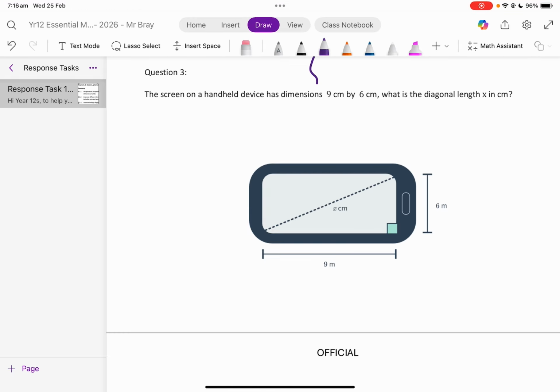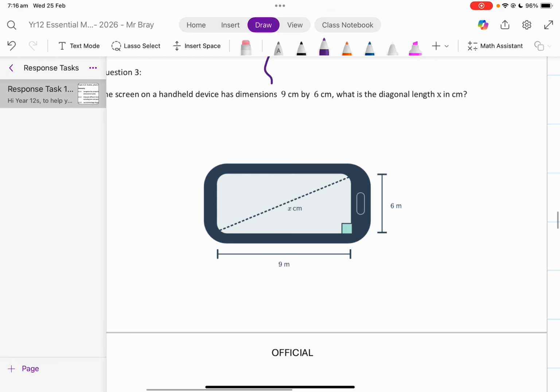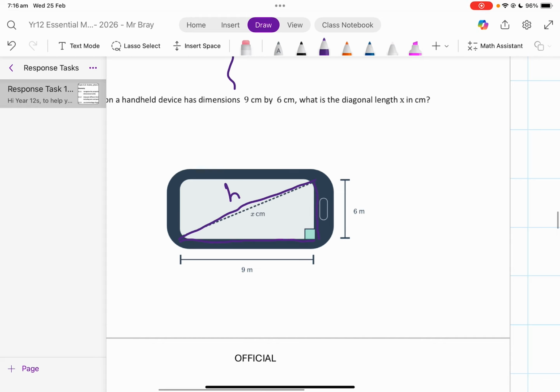A screen on a handheld device has dimensions 9 centimeters by 6 centimeters. What is the diagonal length x in centimeters? Hopefully we can recognize that we have a right angle triangle there, and as such, this is the hypotenuse side. When we're solving for the hypotenuse side, we've hopefully written this down in our page of notes, and we would use this formula.